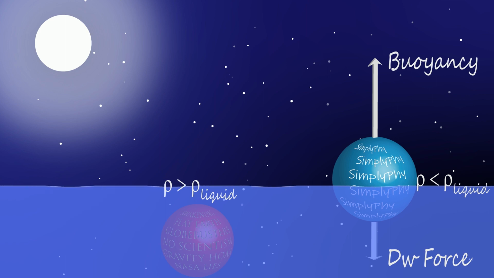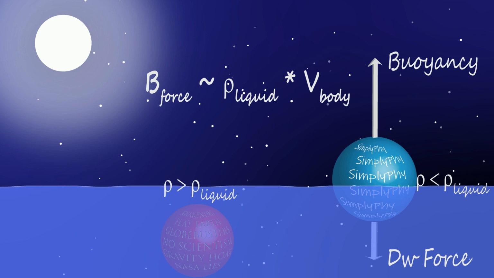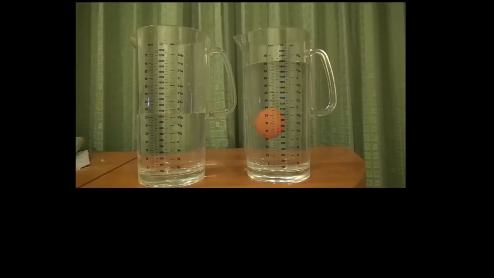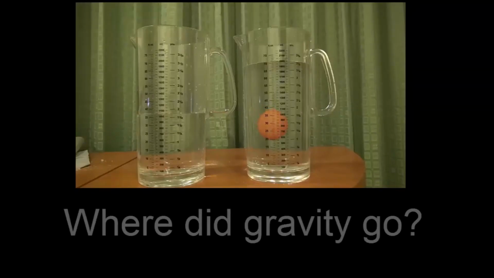By similar reasoning to the previous case, we conclude the buoyancy force is proportional to the density of the liquid and the volume of the displaced liquid, which is the volume of the object. This means that the buoyancy force is proportional to the mass of the displaced liquid. So the question is, where did the gravity go? Well, let's try to answer this question.